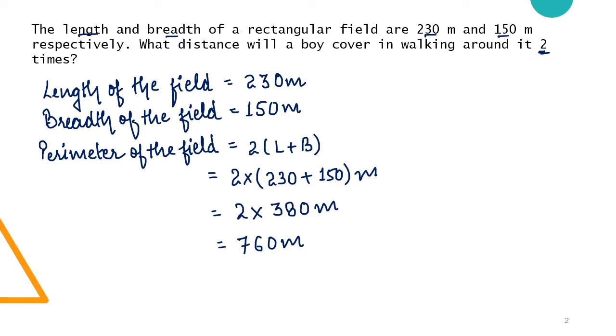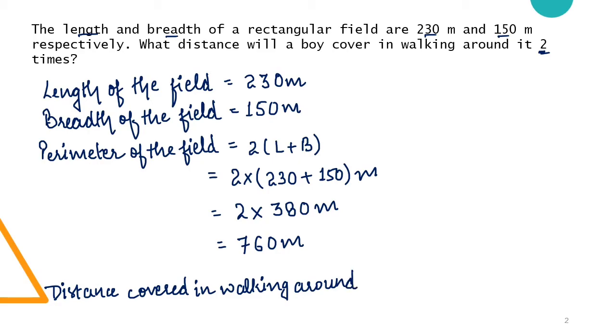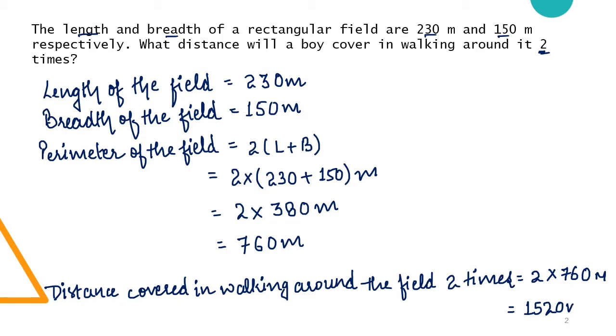Now we have to find out distance covered in walking around the field 2 times. That will be equal to 2 multiplied by 760 meter, which is equal to 1520 meter. This is the answer.